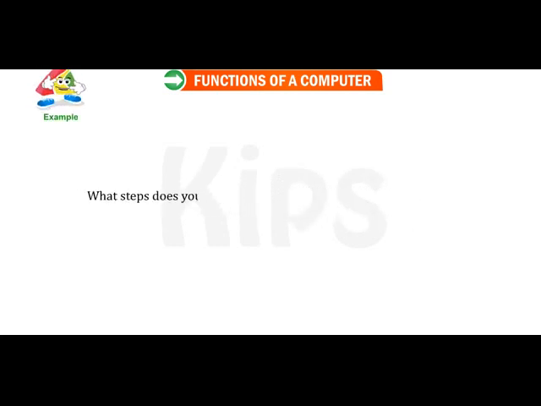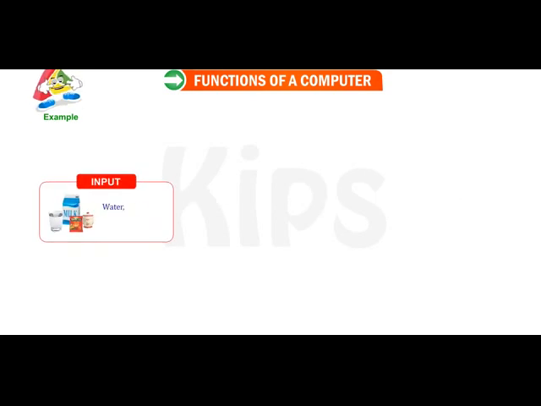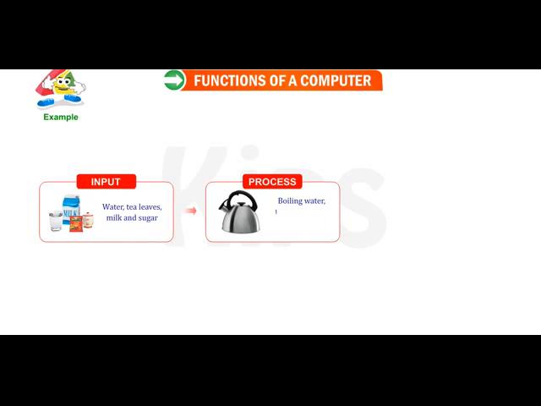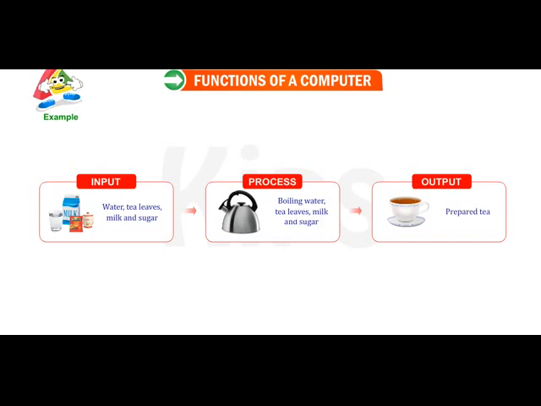What steps does your mother take when she prepares a cup of tea? Collecting water, tea leaves, milk and sugar is input. Boiling water, tea leaves, milk and sugar is processing. An output will be prepared tea.